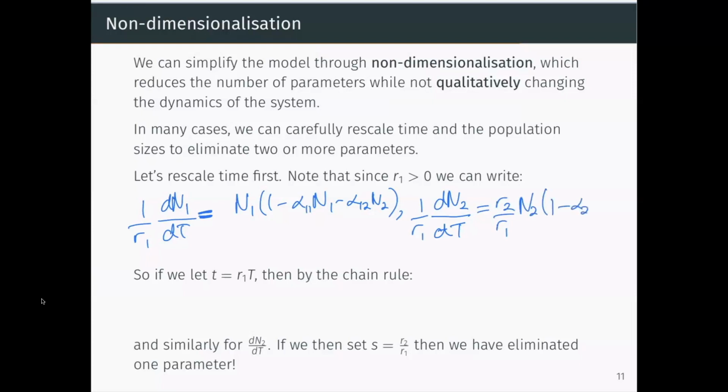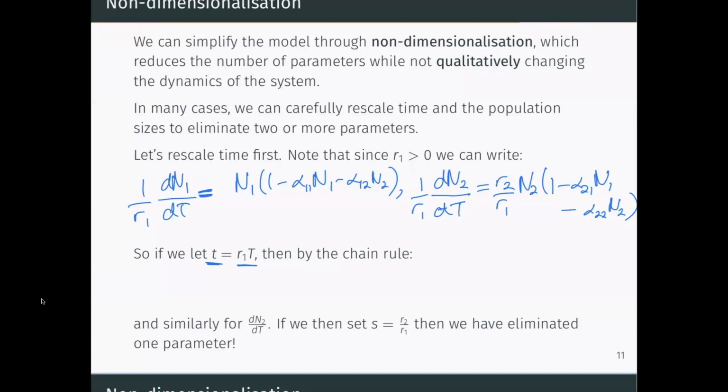So I'm not fundamentally changing anything, but I am changing the left and right hand side of these by dividing them both by the same rate, r1. So why have I done that? Well, now let's think about what happens if we let little t, which is going to be our new timescale, be equal to r1 times big T.